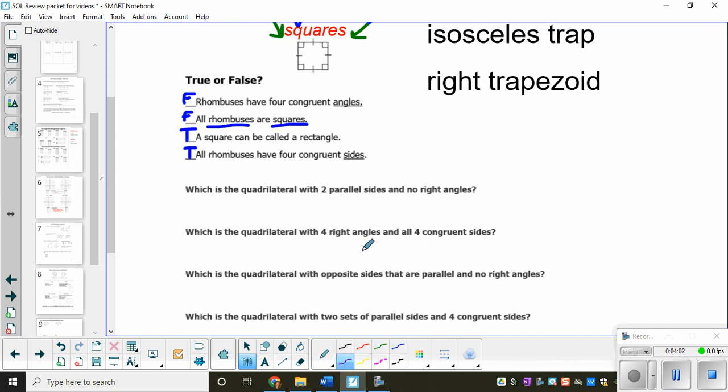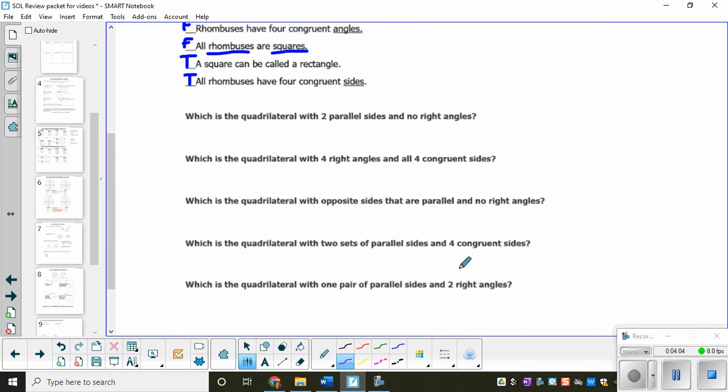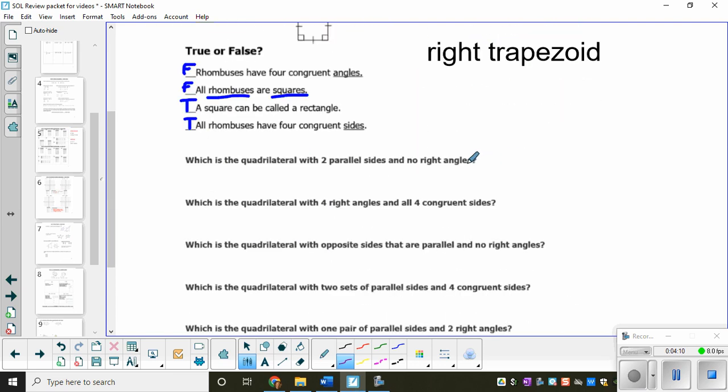Now, if we need to just be drawing the quadrilaterals given some certain information about it, we can also do that here. So which one of these shapes up here is the quadrilateral that has only two parallel sides and no right angles? Notice it doesn't say two sets of parallel sides. It just says that two of the sides are parallel and then there'd be no right angles.